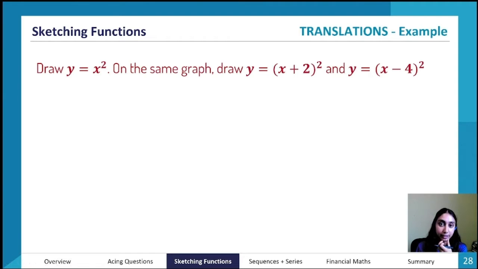So now another graphing example. Draw y is equal to x squared. And on the same graph, draw y is equal to (x plus 2) squared and (x minus 4) squared. I'll give you a sec to draw that on your own. Please try and include the 4 things that are in a good graph.